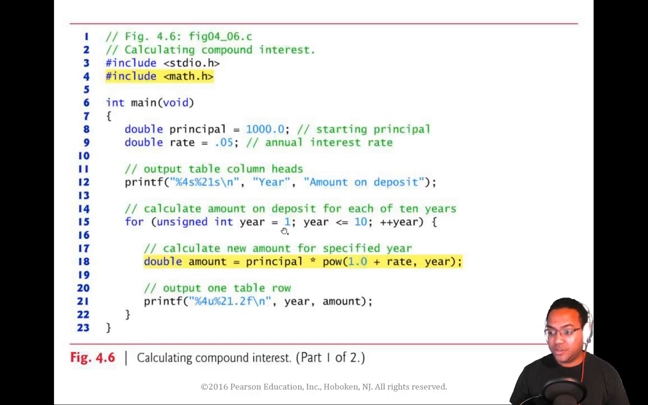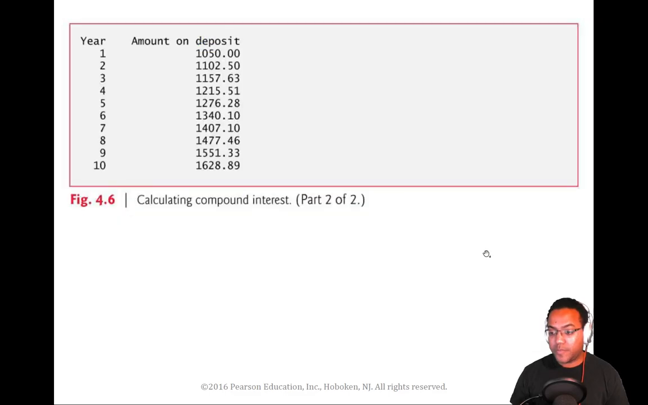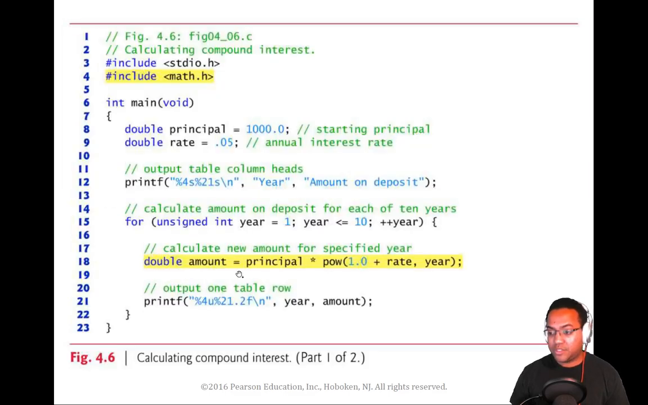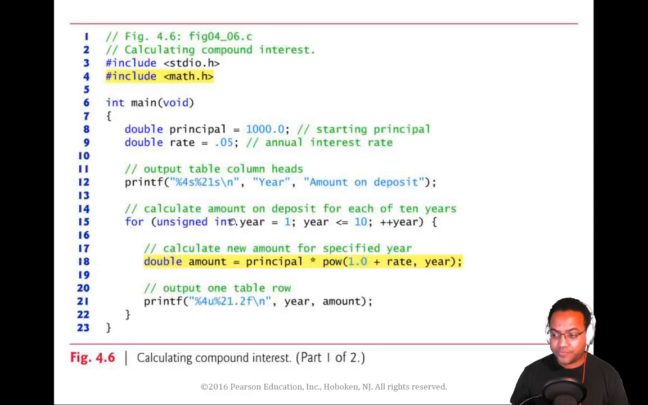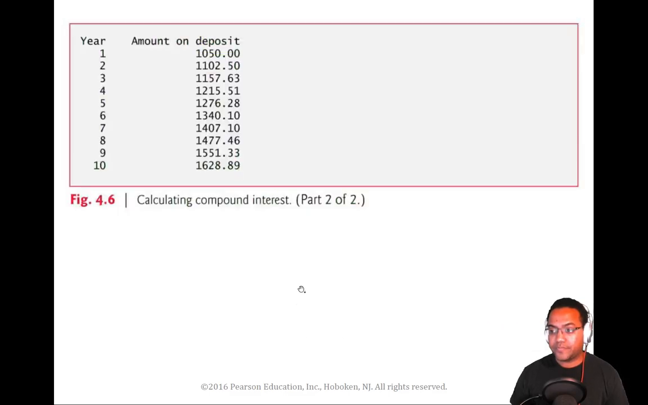So unsigned year equals 1, while year is less than or equal to 10, plus plus year. Calculate. Double amount equals, and this is the equation they gave us, amount equals principal times, in parentheses, 1 plus rate to the nth power based on years. It will run that over and over again and then print that into a table. And there you go. That's the value of every year.